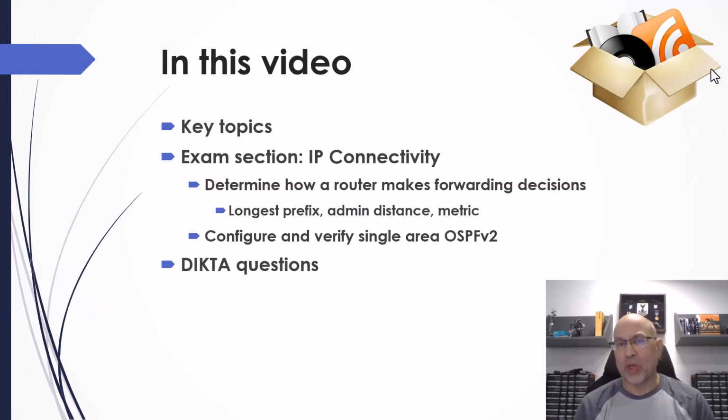So in this video, as always, we'll do the key topics, some of the big ideas from the chapter. Our exam section is IP connectivity, determine how a router makes forwarding decisions. And what we're going to touch on there is we're going to add stuff outside of OSPF. So I'm going to say it a bunch of times: prefix length, admin distance, and then the metric. Those are the really big ideas.